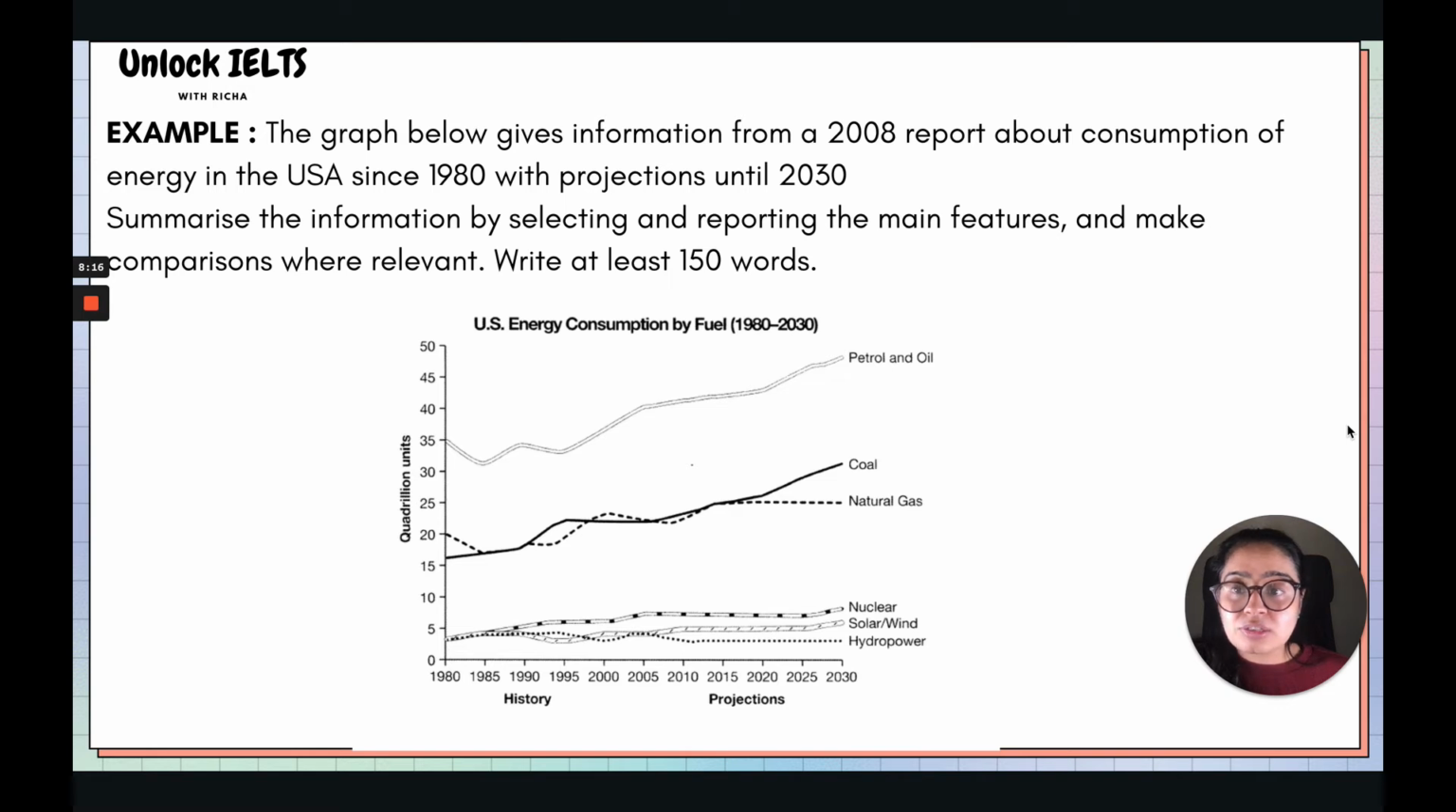As you can see on the screen, the question says, the graph below gives information from a 2008 report about consumption of energy in the USA since 1980 with projections until 2030. You need to summarize the information by selecting and reporting the main features and make comparisons where relevant. Write at least 150 words, and then there is your graph.